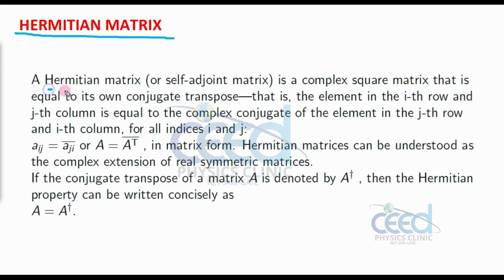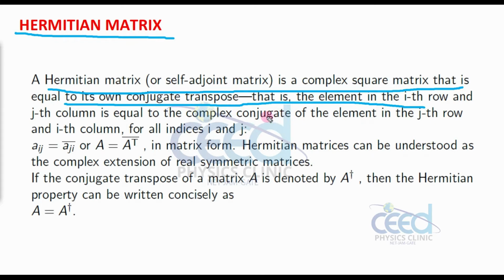It is a square matrix. A Hermitian matrix is a square matrix whose conjugate transpose is equal to the same matrix. That means, suppose you have a matrix A and you take its transpose and then take its conjugate. If these two matrices are equal, that is A is equal to A transpose whole conjugate, then we can call this matrix A a Hermitian matrix.